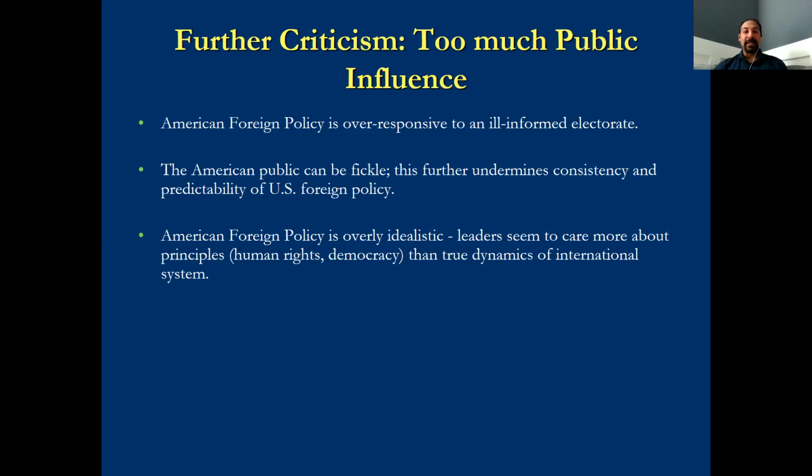But the United States is something that, in the minds of many of these monarchs, was led by the peasants, right? It was led by those individuals that were not monarchs, that were not of hereditary blood, right? And the concern was that they were ill-informed, they were fickle, they could potentially undermine consistency and the predictability of U.S. foreign policy, and they weren't equipped to deal with foreign policy problems in a serious way.